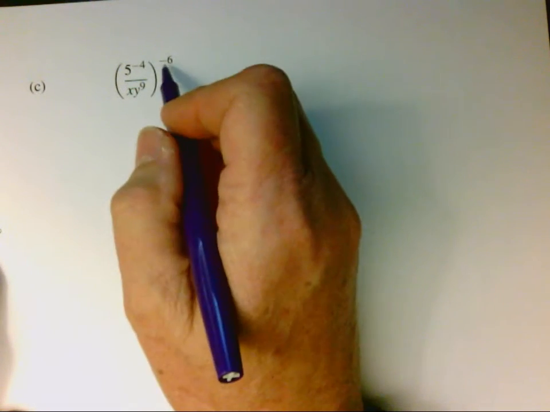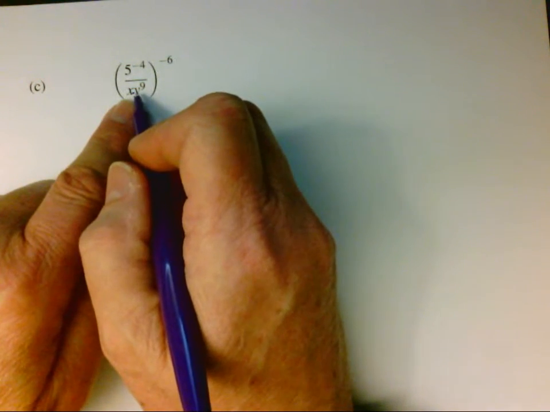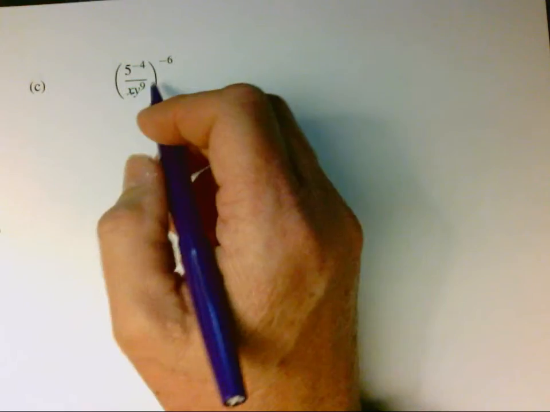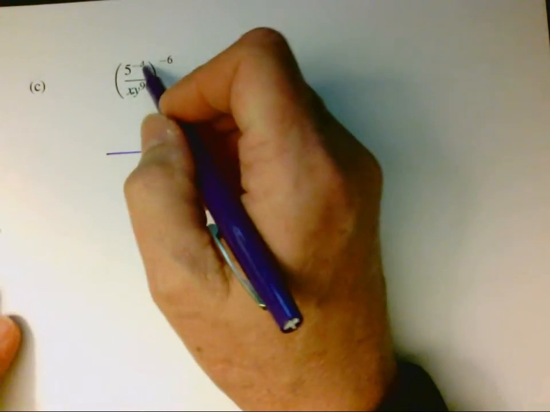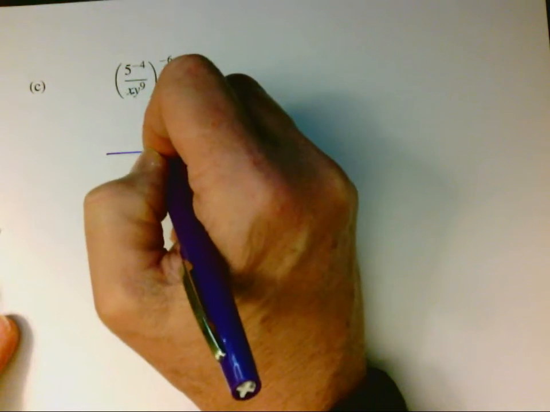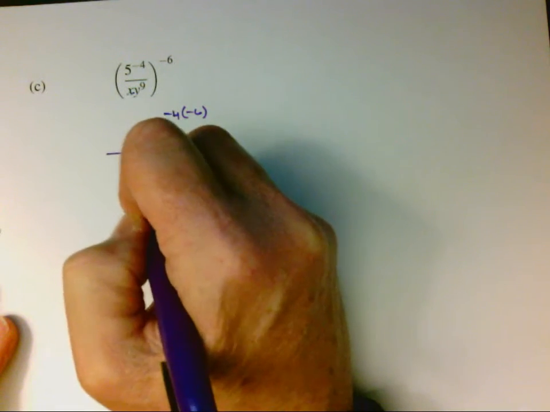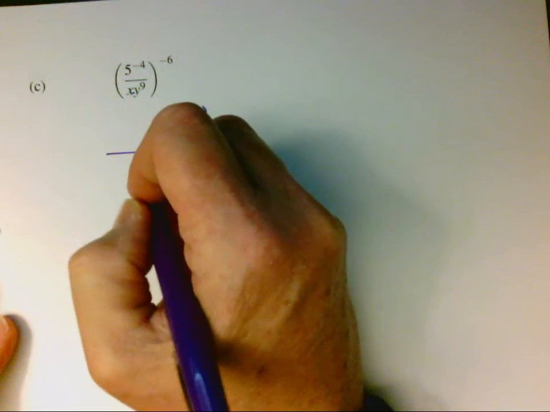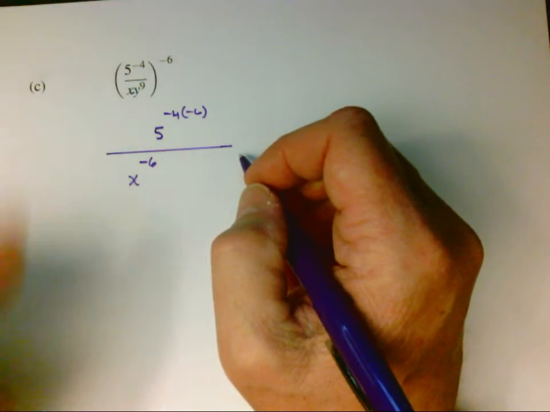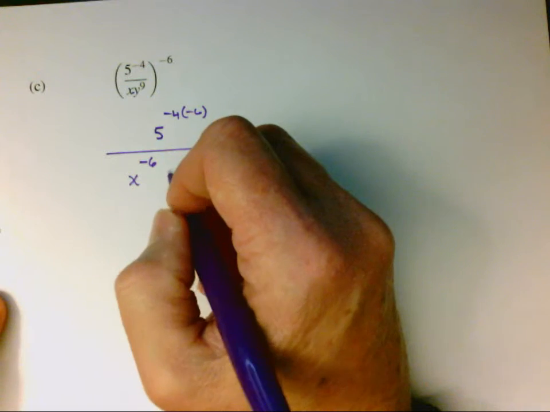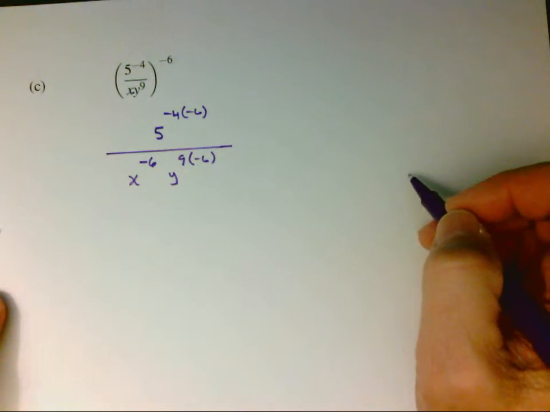Same thing here. We've got a product in the denominator, emphasize it with a little dot, and we're raising all to an exponent. We can distribute the exponent, and since these exponents will be nested, we'll multiply them. 5, negative 4 times negative 6, x to the 1 times negative 6 is negative 6. Remember, x without an exponent is really x to the 1. And then y to the 9 times negative 6.